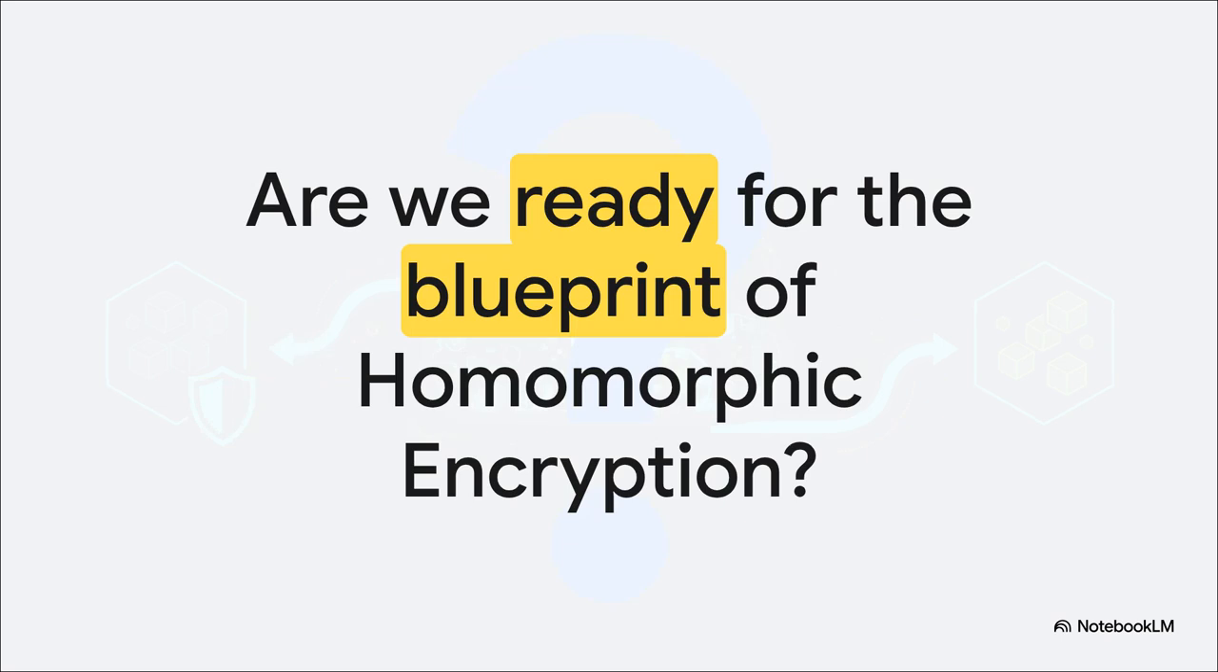So there you have it. We get the two faces of data, plaintext and ciphertext. We have the public key puzzle for locking it up. We have the secret clock of modular arithmetic for working on it, and we have the critical trade-off of noise. With these foundational building blocks firmly in place, the question now is, are we ready to see how they all come together in the blueprint for homomorphic encryption?